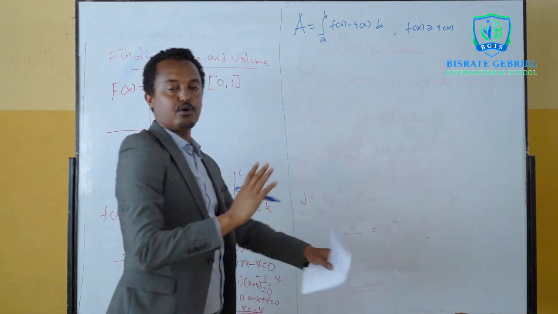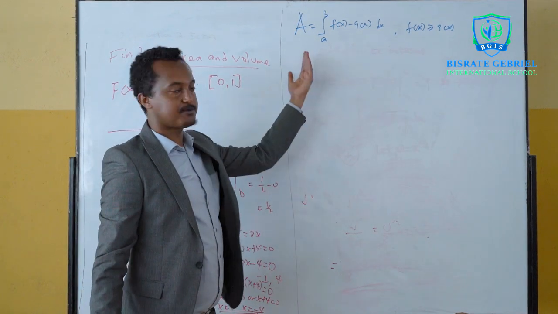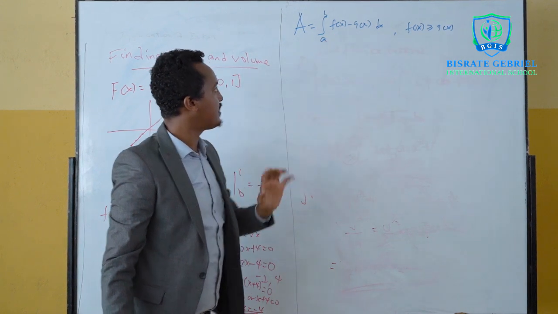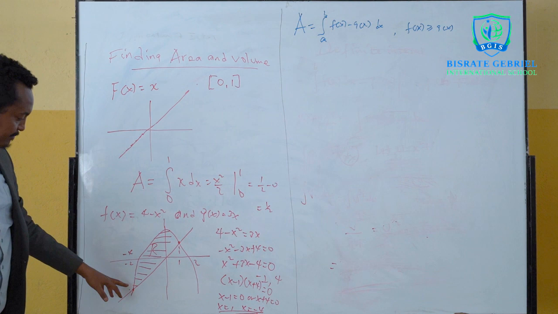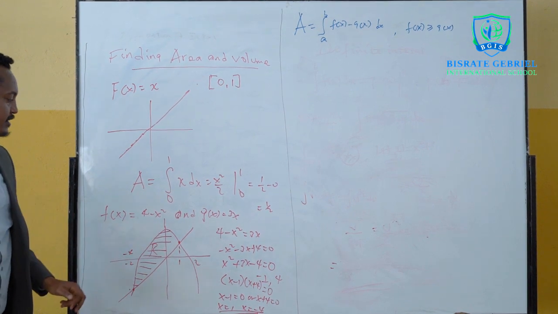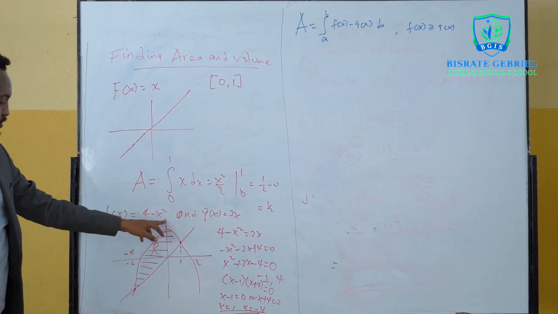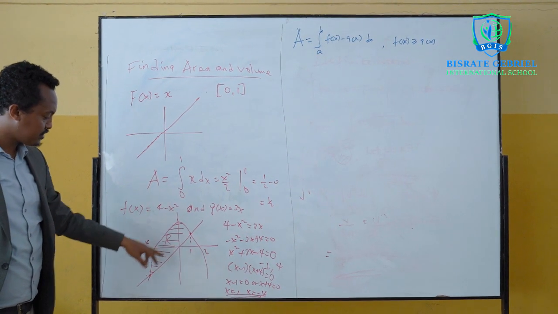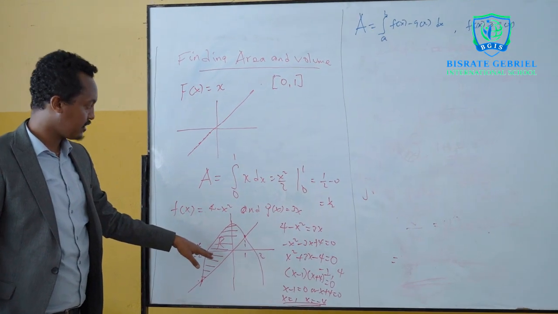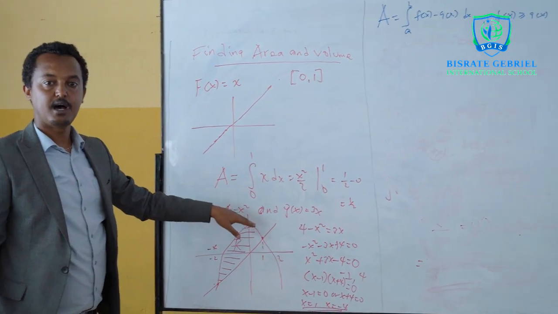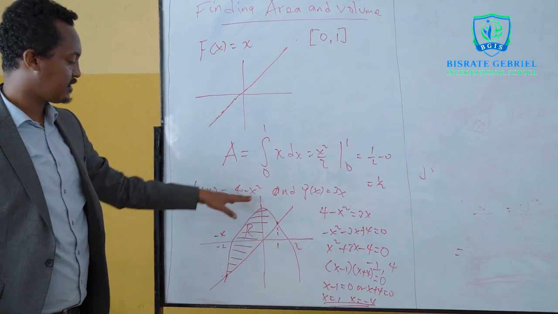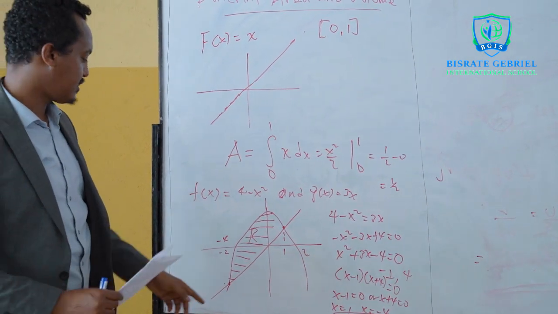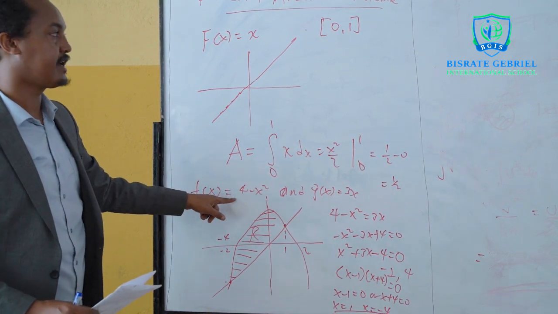We have to be sure about which function comes first and which function comes next. We choose that function by looking at the graph. For example, this is a quadratic function, 4 minus x squared. This function is greater than this one, because on this enclosed region, this function comes up above the other. So this is the greater function, and this is the one we subtract. So we take the first function, that's 4 minus x squared.